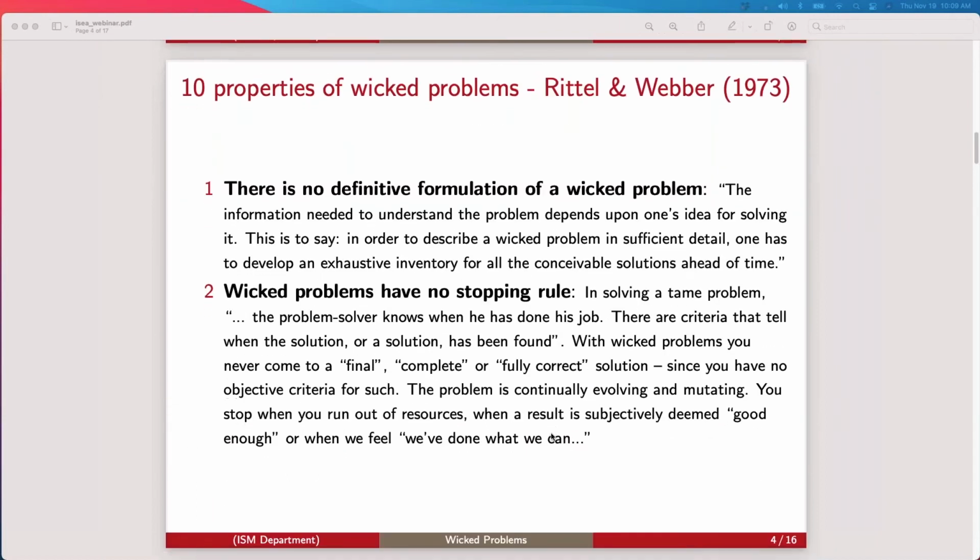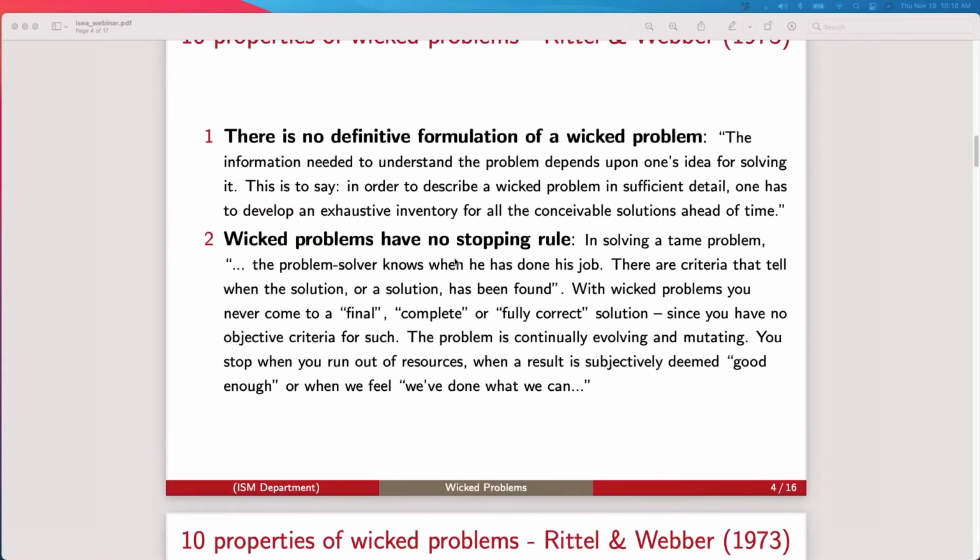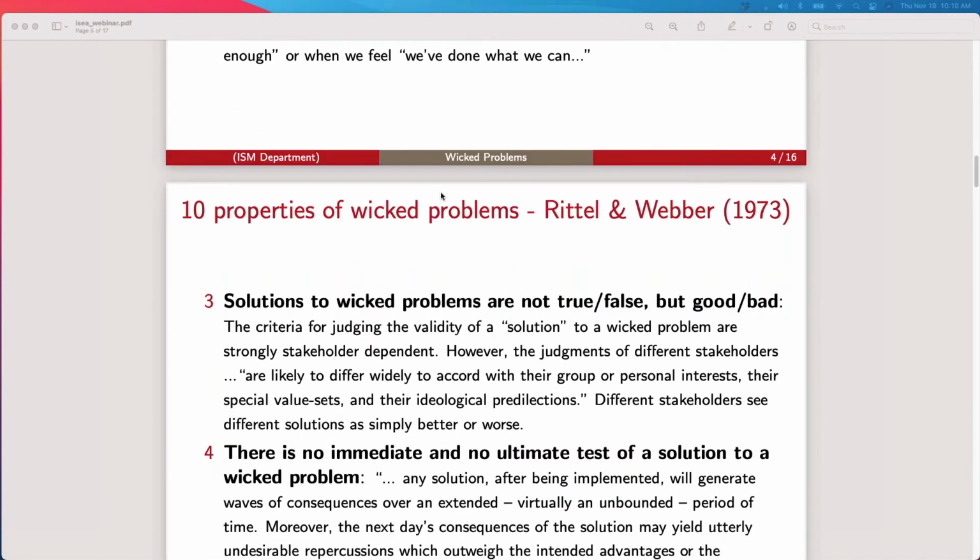Okay, so here are the 10 properties, and notice the very first property of a wicked problem. A wicked problem is one that has no definitive formulation. The information needed to understand the problem depends upon one's idea for solving it. Right. So this is what makes wicked problems require a non-linear problem-solving framework. I'm not going to go through the others. I'm just going to point out one. You guys can read through these slides if you want a copy. I'll send them to you in addition to any of the papers that are here.